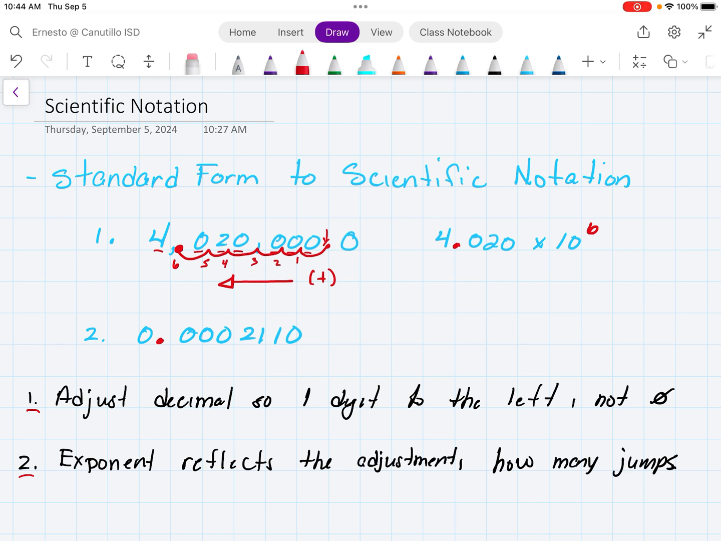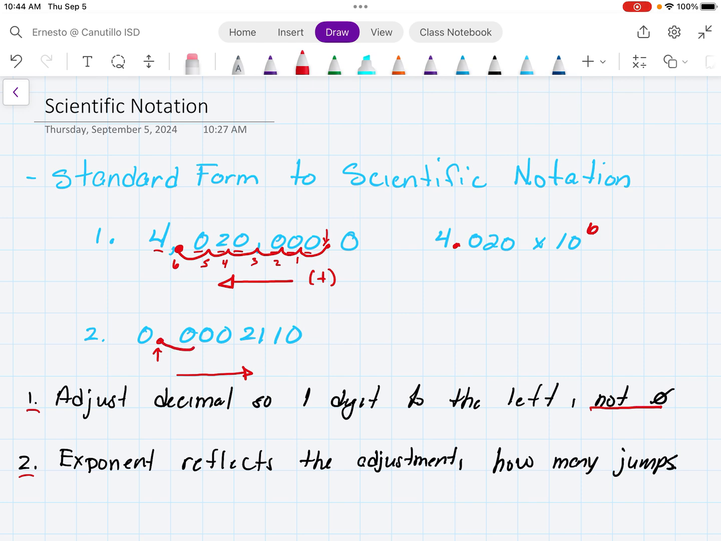Now, let's take a look at another example. Here I have the decimal point right here. At this point, I only have one digit to the left of the decimal. However, that digit cannot be a 0. So what I'm going to do is move this decimal to the right. If I move it to the left, I'm just going to end up with more zeros, so that's not going to help me. So I need to move the decimal in this direction, and I'm going to move it as many times as I need to get one digit to the left that is not a 0.